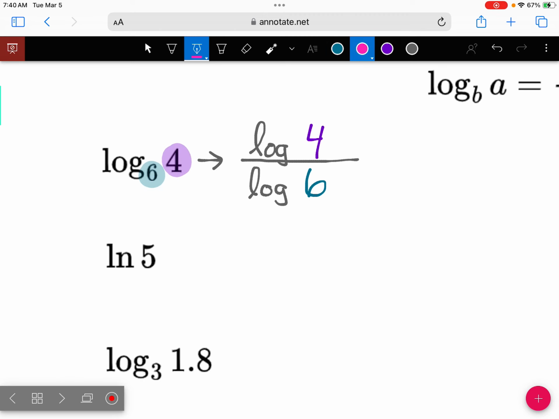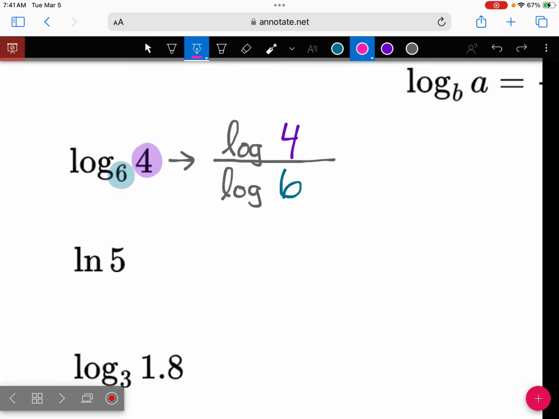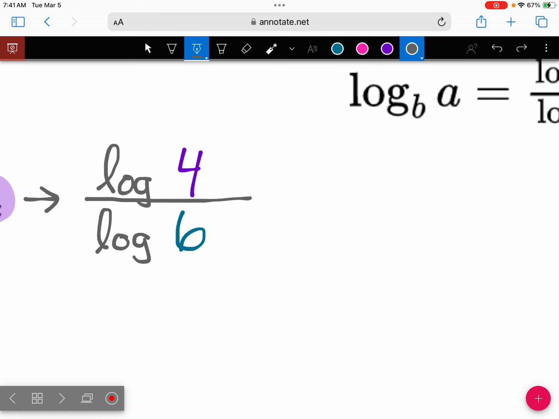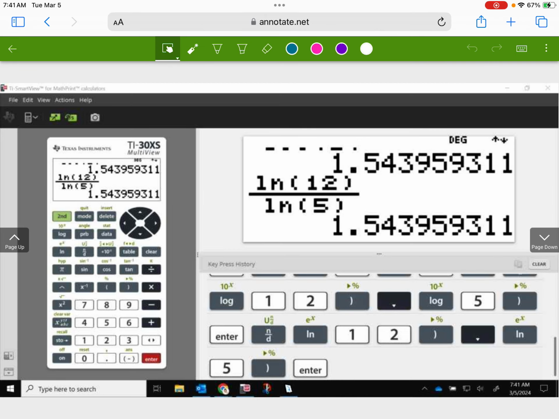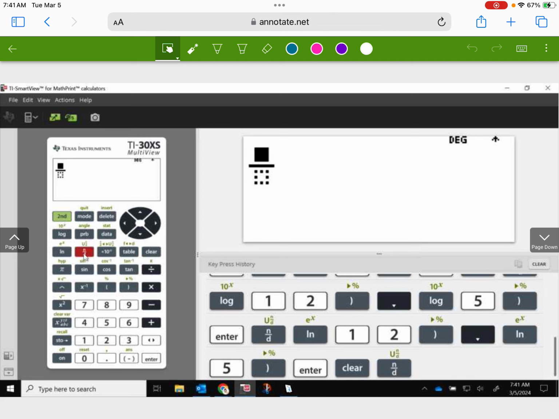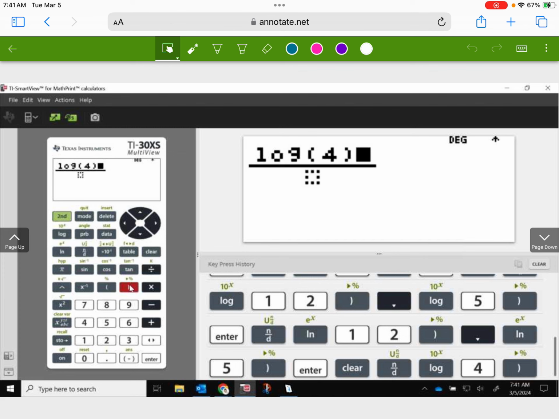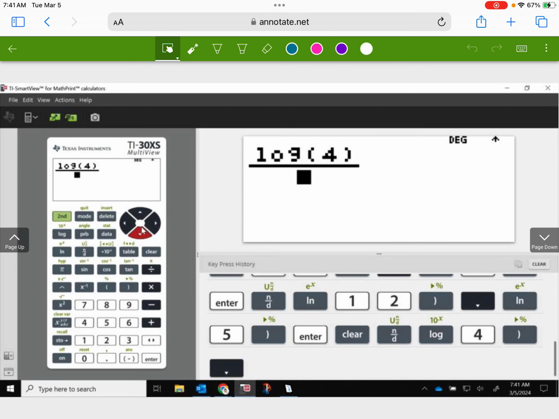The easy way to kind of remember that is if you kind of draw a line through it, the base kind of goes on the bottom and the big number kind of goes on the top, if that helps you remember it. But we're doing log of 4 over log of 6. You could also do common log or natural log of 4 over natural log of 6. Same deal. So we're going to do our fraction, second column, third button down. Log of 4 over log of 6.